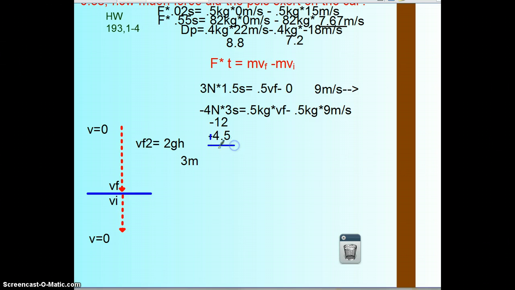So that gives me 7.5 equals 0.5 kilograms times VF. And then I'm going to divide by 0.5 kilograms. Oh, that's still negative. Divide by 0.5. What's 7.5 divided by 0.5? It's 15 for your final velocity.